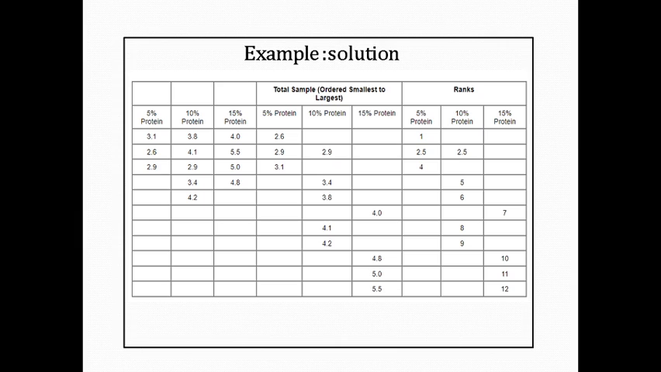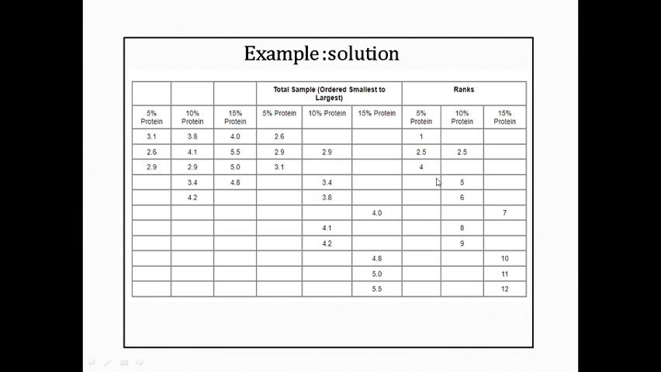Here our original data is written in the first 3 columns. In the next 3 columns we arrange the data in order from smallest to largest. In the 5% protein group we have the 3 observations 3.1, 2.6, 2.9. Here the minimum is 2.6, then 2.9 and 3.1. Then in the 10% group, 2.9 is the minimum and 4.2 is the maximum. So the data are arranged in ascending order.